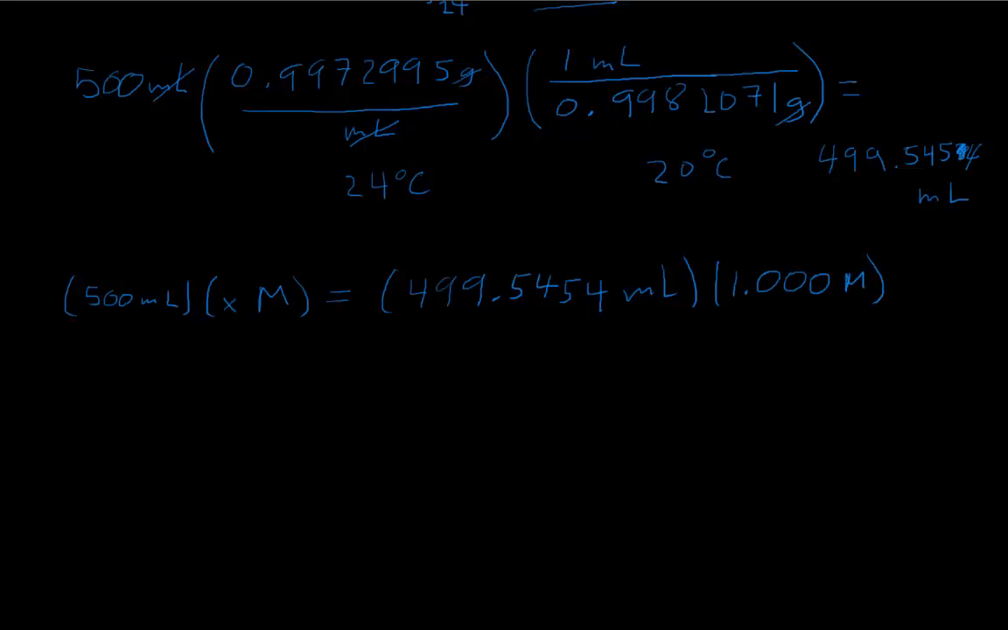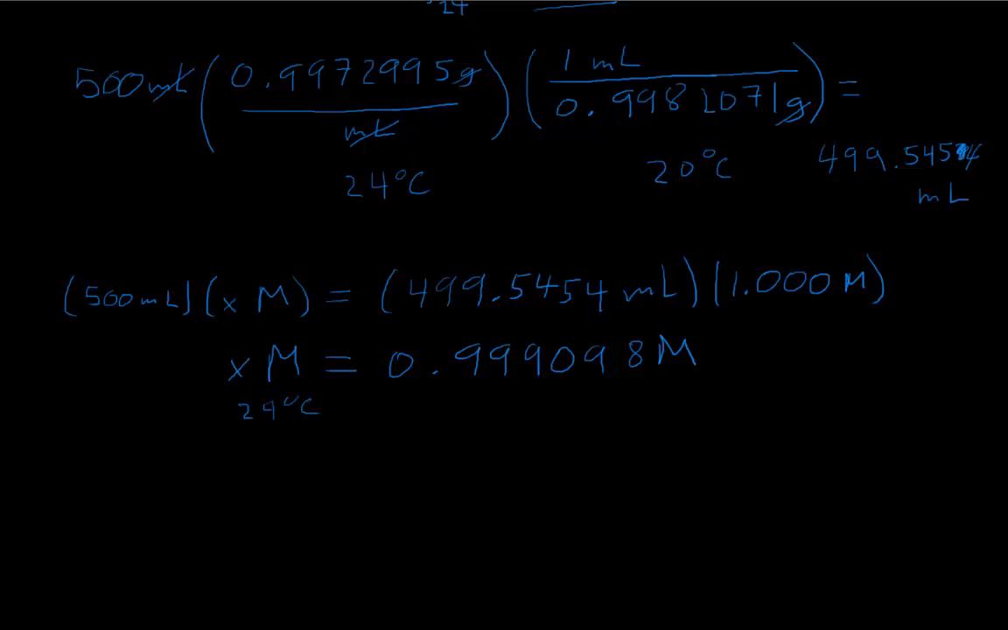Okay, so we solve this equation, divide both sides by 500, and do the math, and we'll figure out that the molarity of the solution that we want to make up at 24 degrees Celsius is 0.999098 molar. All right, so again, I'm carrying more digits than I actually would be warranted according to significant figures, but I will round at the end of my calculation. All right, so we're not making up a 1.000 molar solution. We're making up something that's barely different than that, right? A little bit different than that.